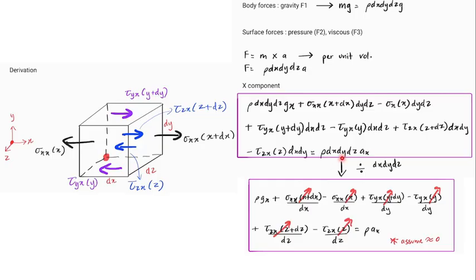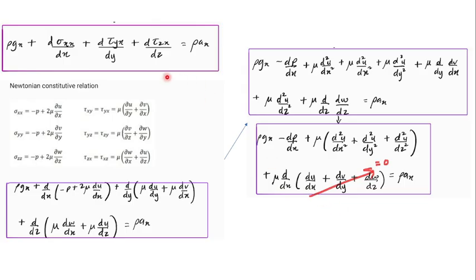times acceleration. Now this whole equation, of course, can be simplified by dividing by dx dy dz, and we arrive at this equation. Over here we have sigma xx at x plus dx minus sigma xx at x, right? So now we are going to assume that this sigma xx minus sigma xx is very small and can be cancelled off. We arrive at this equation, and by the Newton constitutive relation, we have the stress tensor that we can use to substitute into this equation and arrive at this equation.